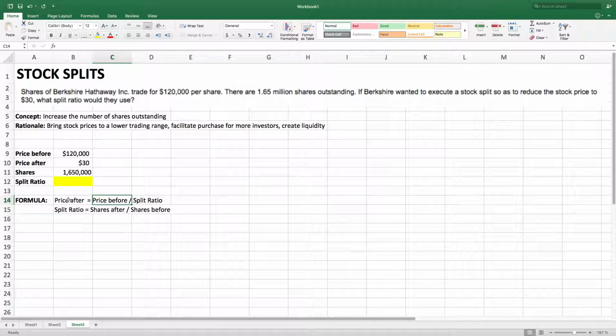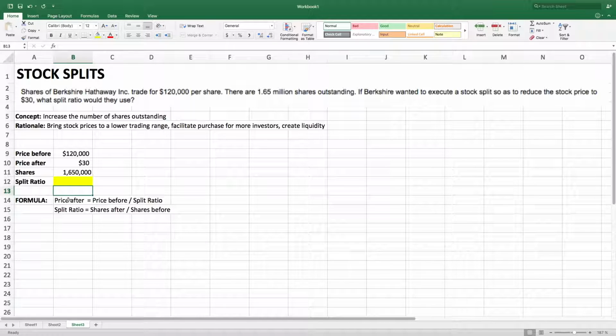Going back to this question, I've just inputted the numbers here for our purposes. The price before is $120,000, the price after is $30, and the shares outstanding are 1.65 million. So we need to calculate the split ratio. We basically need the shares after divided by the shares before, but we don't have the shares after. We only have the shares before. So this is where you need an intuitive understanding of how this split ratio works, which I hope I was able to give in the earlier part of this video.